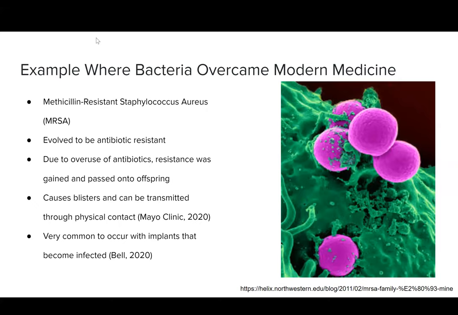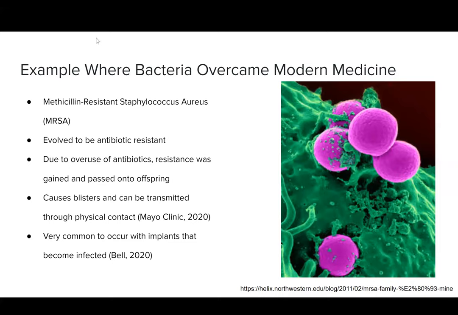One of the most notorious pathogenic bacteria that has run rampant in the US is methicillin-resistant Staphylococcus aureus, which is also known as MRSA. At one point, antibiotics were the number one medicines given by doctors to treat virtually anything. This resulted in resistance to antibiotics.